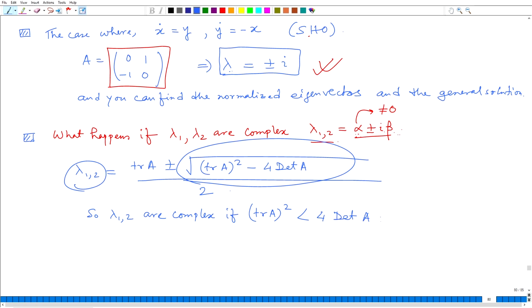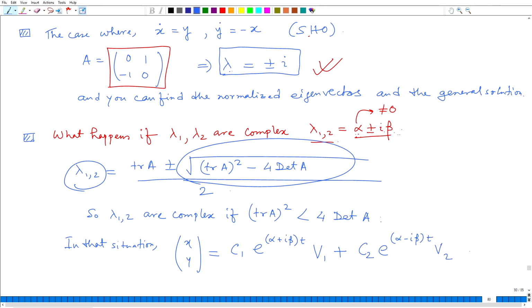Okay. In that situation, of course, the general solution will still have the same form: C1 e to the power alpha plus i beta times t times V1, the corresponding eigenvector, plus C2 e to the power alpha minus i beta t times V2.